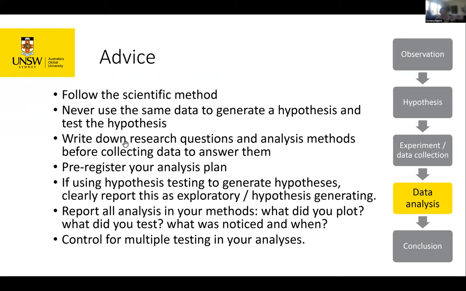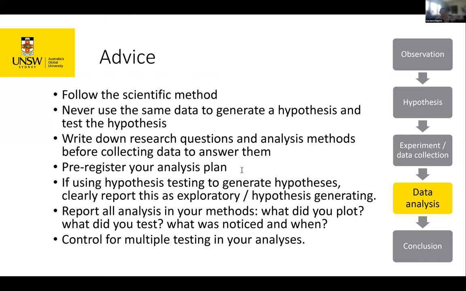So to do that, you can write down your research questions and analysis methods before collecting the data. And I strongly recommend you pre-register these analysis plans. A lot of, for example, clinical trials and things now require you to pre-register analysis plans for exactly these reasons. But even if you're not in a field where that is done, there are plenty of places online where you can register your analysis plan ahead of time.